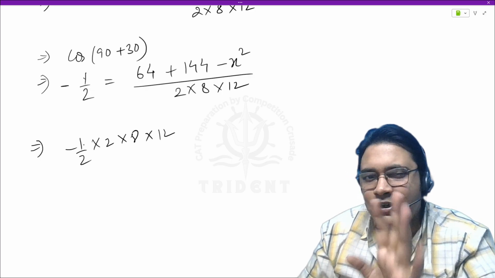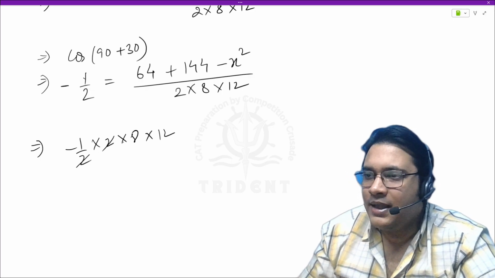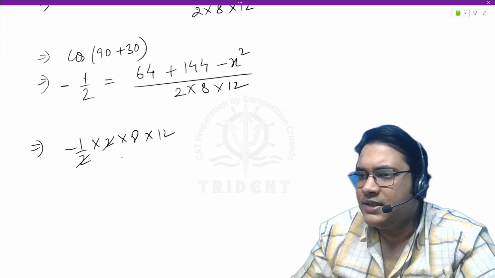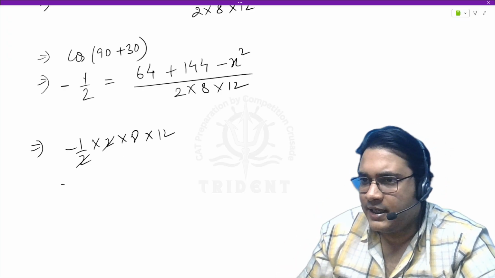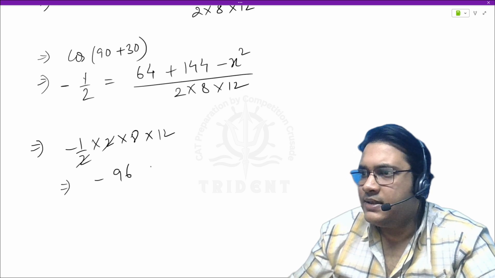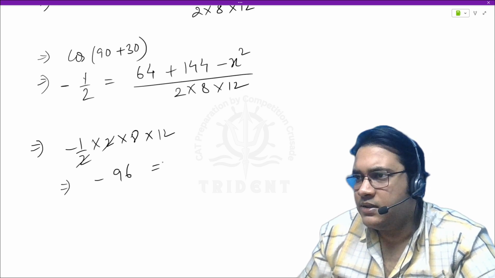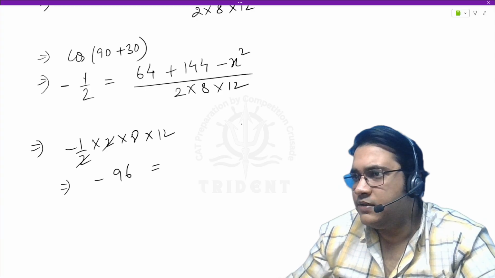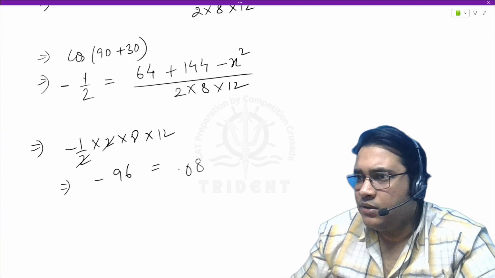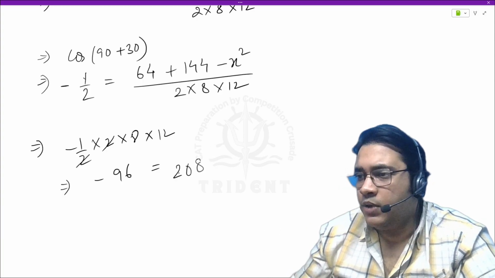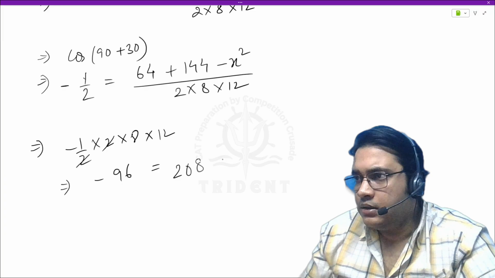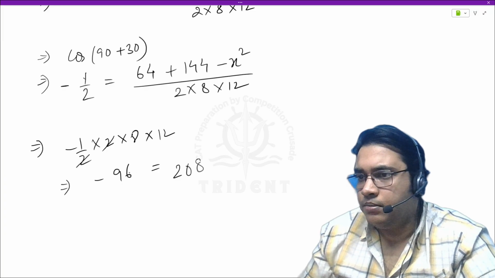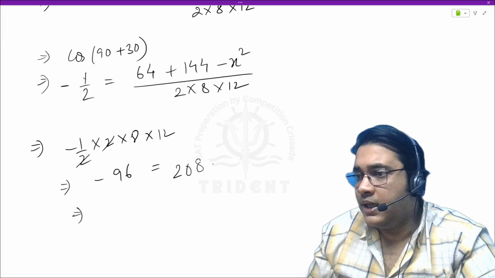Now you know which kind of institute gives you these questions. Okay, so this is 80 and 60, 96. So minus 96. And what is this value going to be? This value is going to be 144 plus 64, 208. All right, so this implies that, and minus x square.